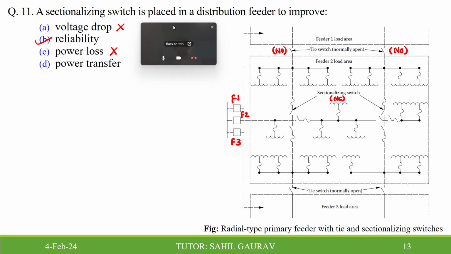A sectionalizing switch is placed in a distribution system to improve reliability. How does it improve the reliability? Can anyone say? Continuity of supply. Yes, it improves the reliability because there is continuity of supply: it removes the fault part, and the other part remains supplied through that feeder. Very good.